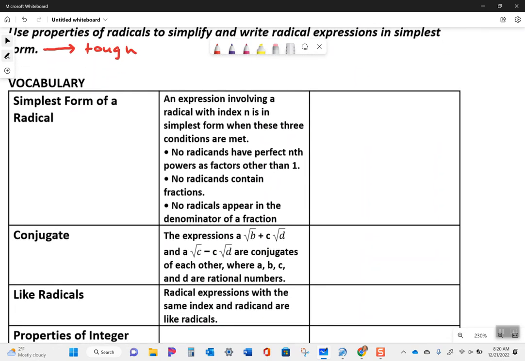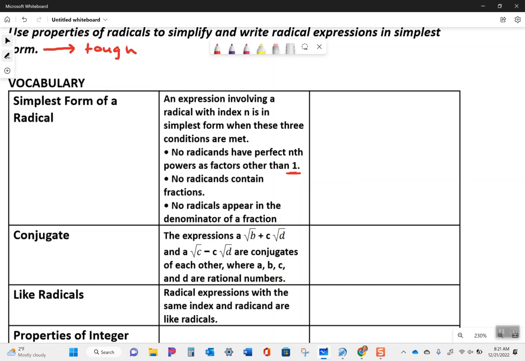First thing that I have is called simplest form of a radical. Okay. Simplest form of a radical is an expression involving a radical with index n, and it's in simplest form when these three conditions are met. It says no radicals have perfect nth roots or nth powers as factors other than what? 1. Okay. No radicals contain fractions. All right. And no radicals appear in the denominator of the fraction. You can never have a radical in the bottom.